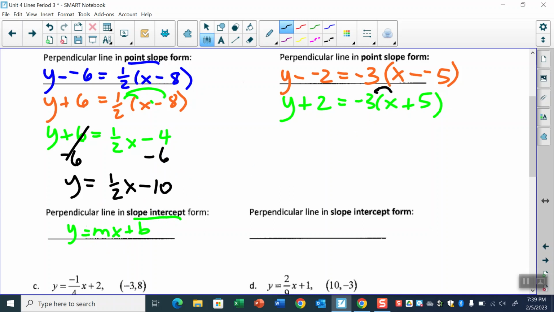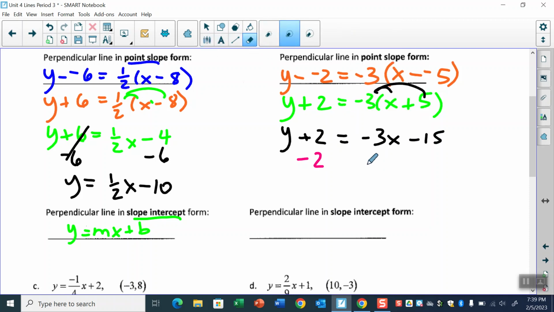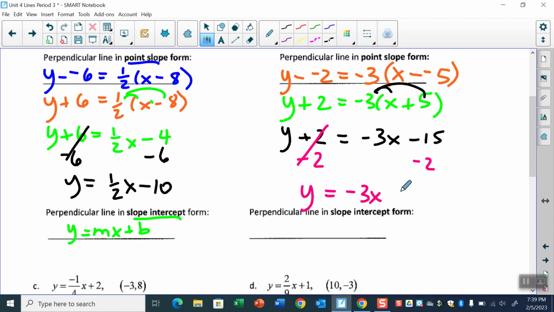And then here, I'm going to distribute this, so I get y plus 2 equals -3x minus 15. And then I'm going to subtract that 2. That goes away, so I get y equals -3x and then minus 17 when you combine your like terms. Right, that is slope-intercept form.